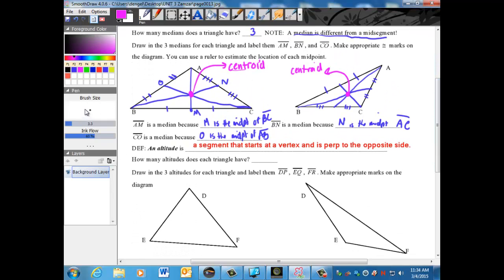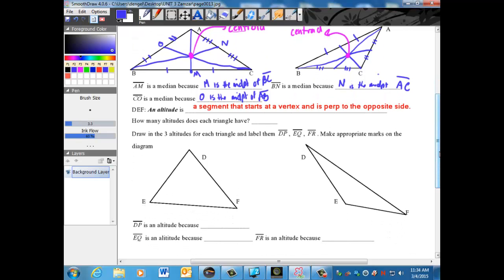Alright, next term we have is altitude. And an altitude is a segment that starts at a vertex and angle and is perpendicular to the opposite side. Since we have 3 angles in a triangle, there's going to be 3 altitudes, just like medians. Okay, and so the whole key here is we want to draw a segment from angle D that's going to create a 90-degree angle with segment EF.